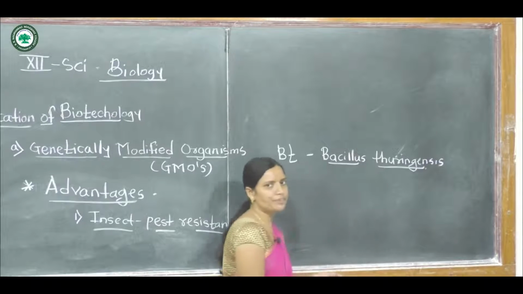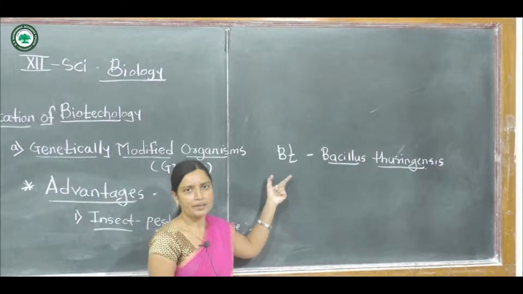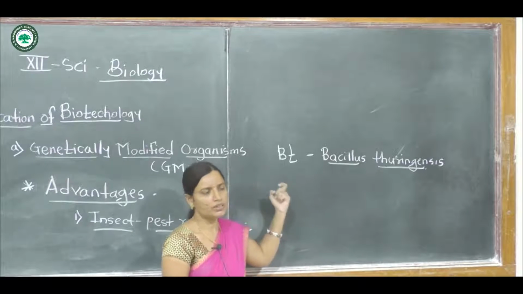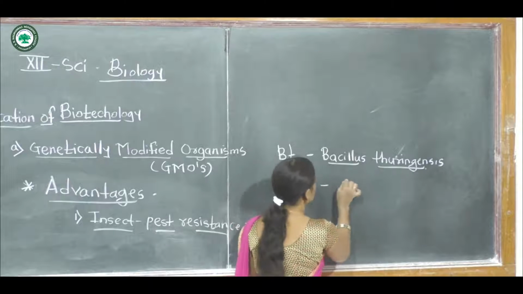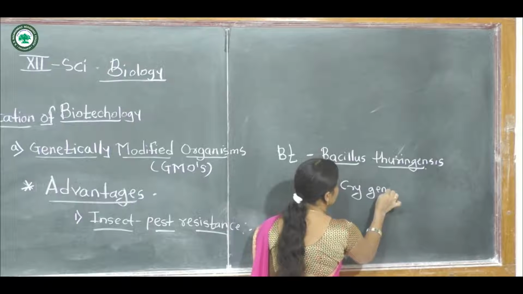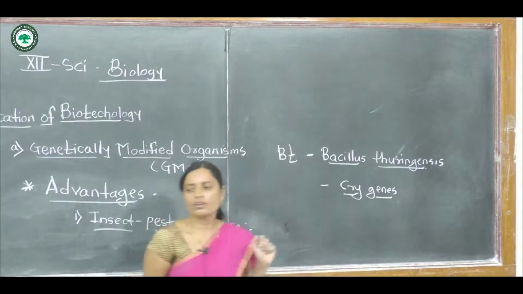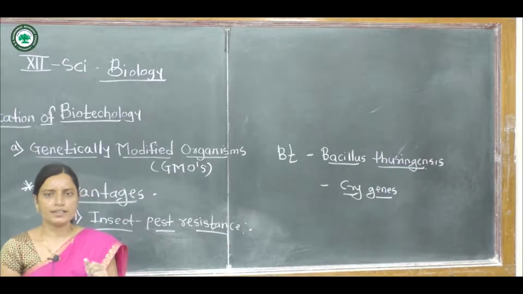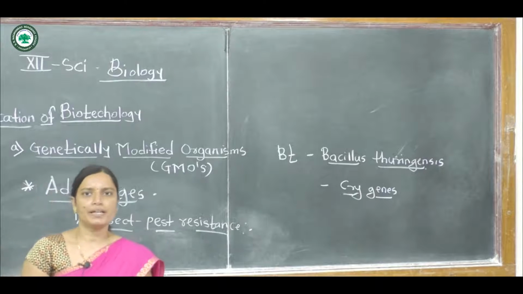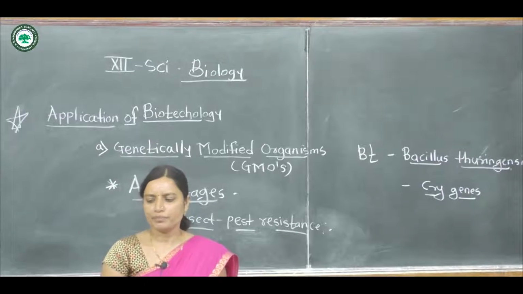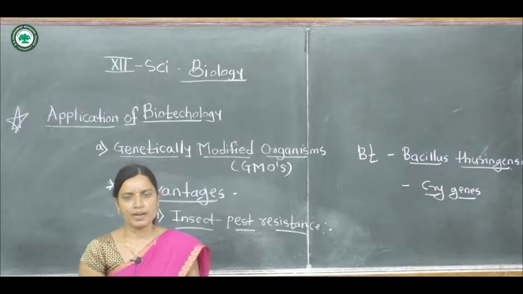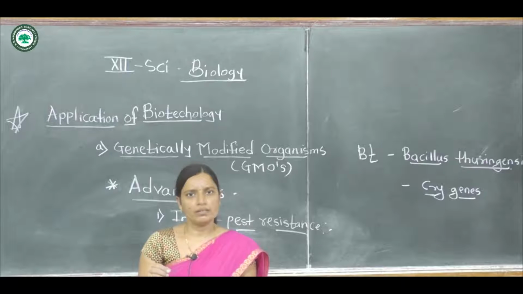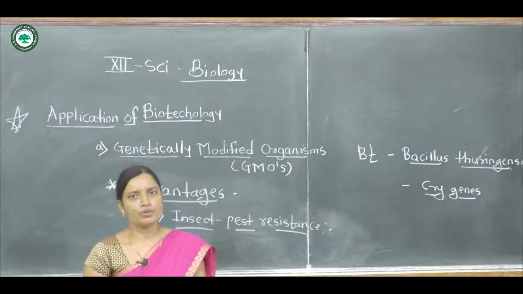is one of the bacteria, an aerobic type of bacterium, and this bacterium Bacillus thuringiensis has a gene called the cry gene. Now this Bacillus thuringiensis is an aerobic soil bacterium, a spore producing bacterium, and it can produce several exotoxins and endotoxins. They can produce toxin.